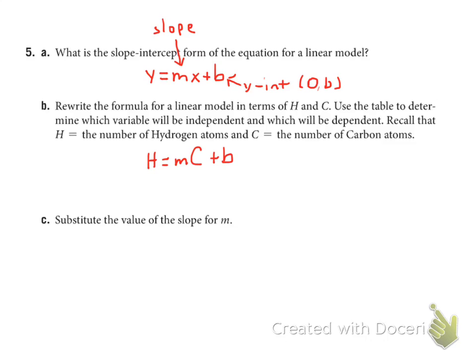Now part C says substitute the value of the slope for M. What did we find for the slope earlier? Y equals mx plus b. What was the slope? Oh, m equals 2 over 1 equals 2. So H is equal to 2C plus B.